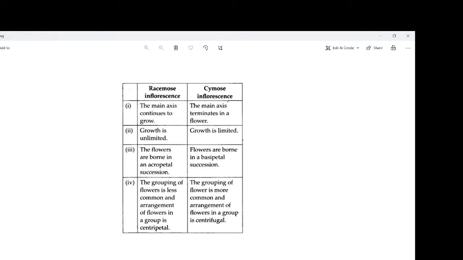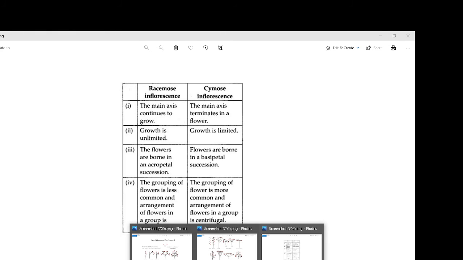Next is the cymose inflorescence. Here the main axis always terminates in a flower. The growth of this axis is limited because it ends in a flower, and the flowers are born in basipetal succession. The grouping of flowers is more common in nature, and this kind of grouping is called centrifugal. Please write it down in the copy. You can pause the video and write it down.